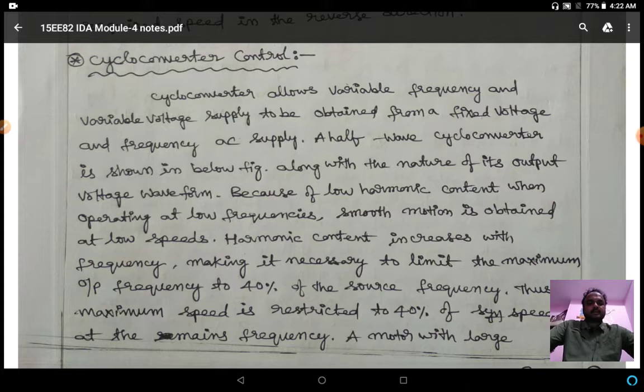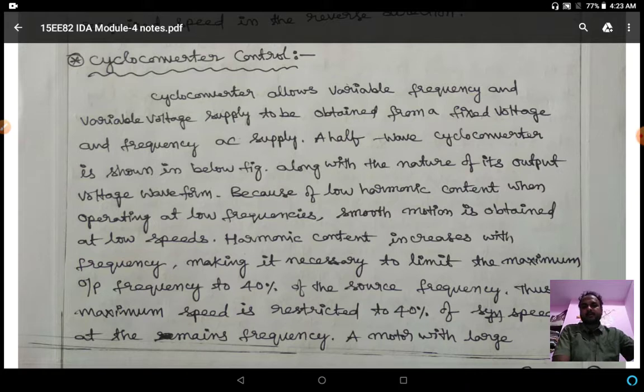Three-phase induction motors operate on AC supply. AC supply has a frequency, and by using frequency we can control the speed. If you see the synchronous speed formula, Ns is equal to 120 f by P. The speed is directly proportional to frequency. So if frequency increases, the speed will increase. If frequency decreases, the synchronous speed will decrease. That is the technique here. Cycloconverter control is used in three-phase induction motor drive for controlling purpose.